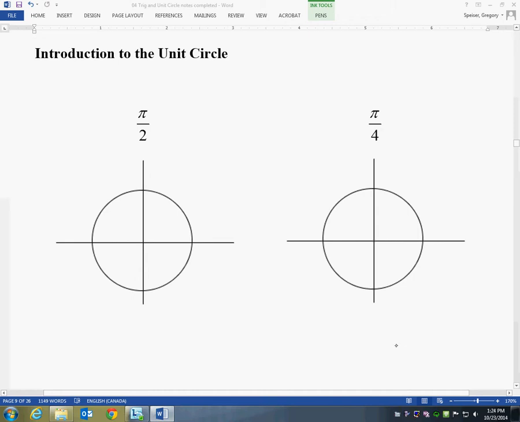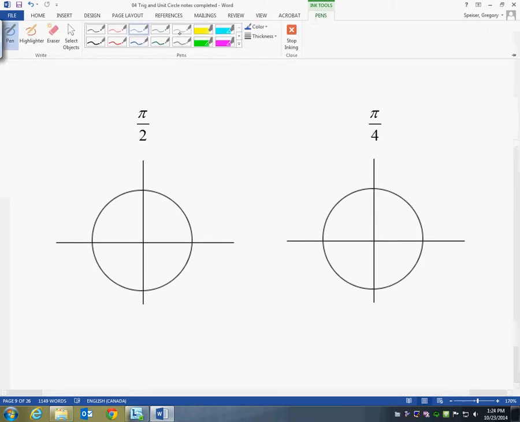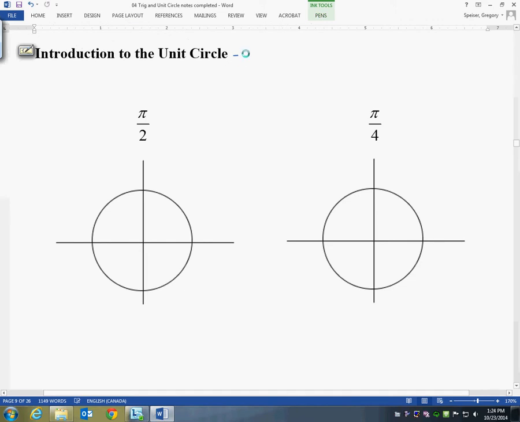Alright, this video will just be covering this page, Introduction to the Unit Circle. I guess more properly we could call this one Introduction to Thinking in Radians, okay? We're gonna try to get used to thinking not in degrees, but in radians, okay?